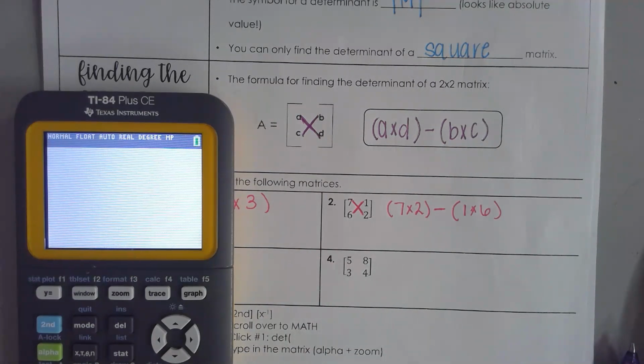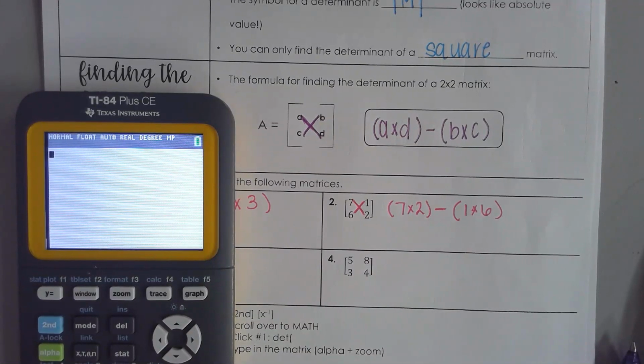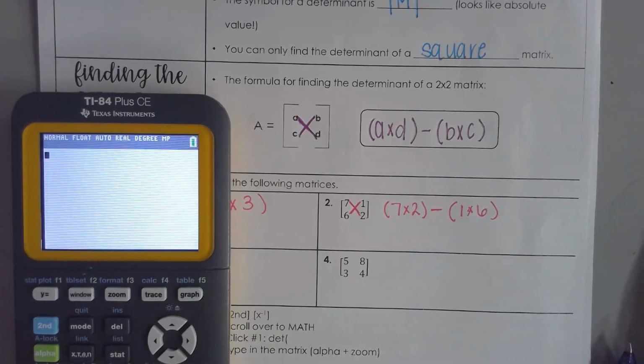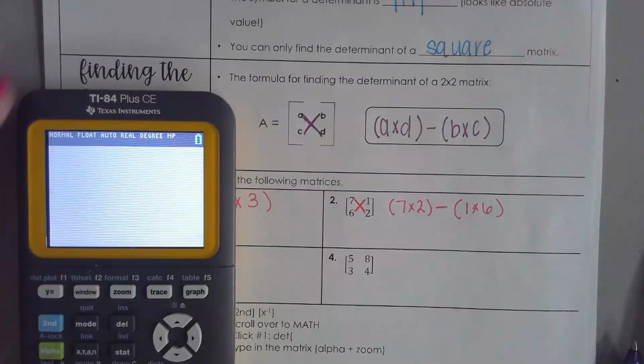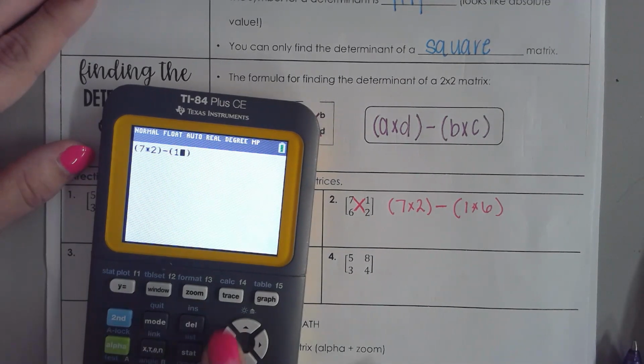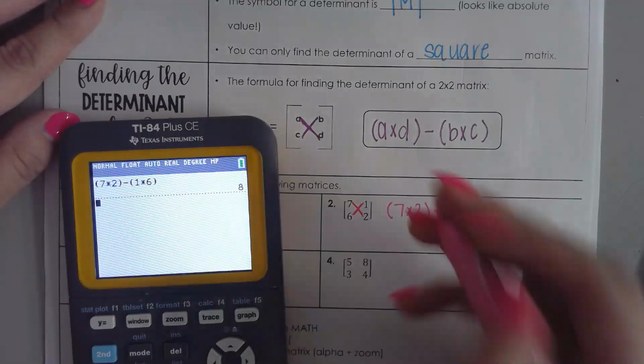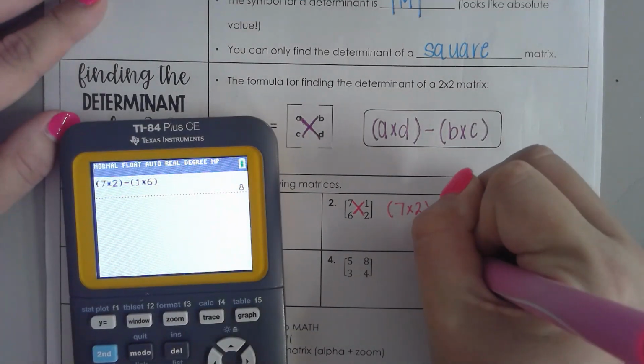Now, I'm not going to give you this formula on the test, but just like with Unit 1, you are going to be able to make a cheat sheet, so you can put the formula on your cheat sheet. So we have 7 times 2 minus 1 times 6. I keep my multiply sign. And we get 8.